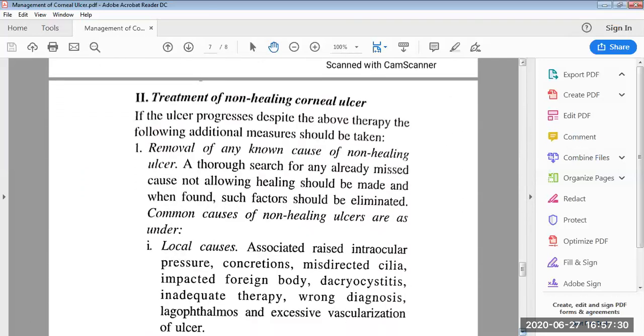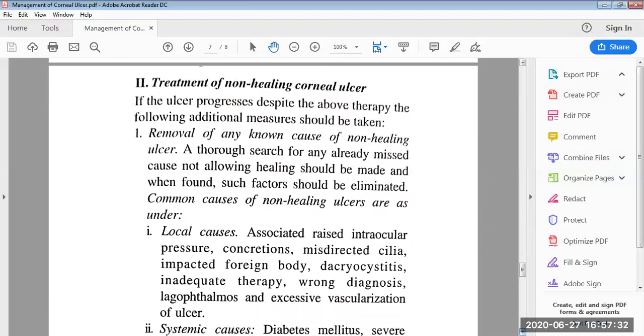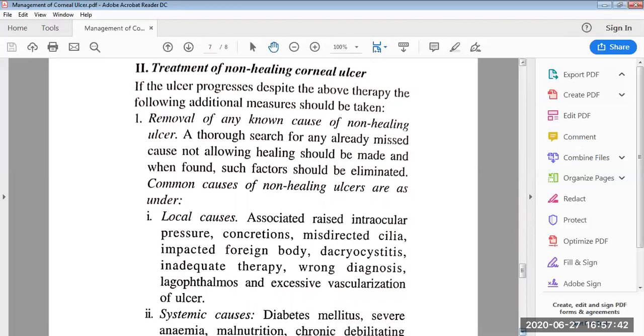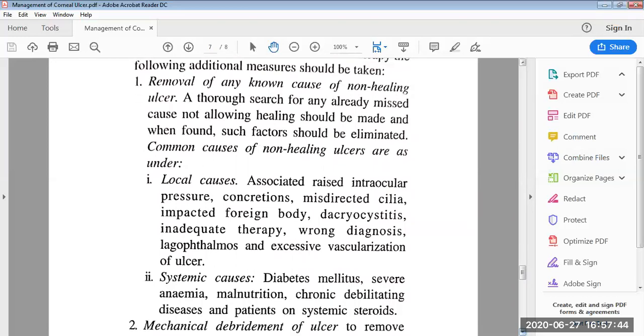Then next is the treatment of the non-healing corneal ulcer. If the ulcer progresses despite the above therapy, the following additional measures should be taken. First, the removal of any cause of non-healing ulcer. A thorough search for any already missed cause not allowing the healing should be made, and when found, such factors should be eliminated.